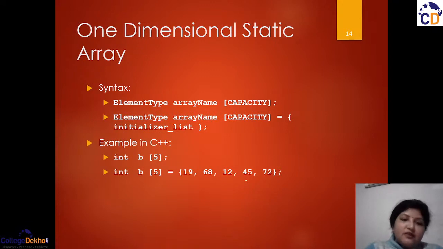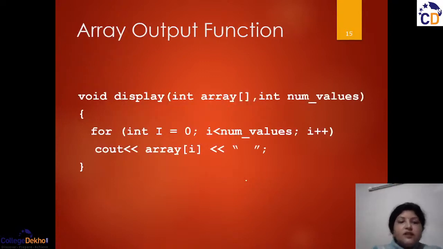The same thing: at the time of declaration we are initializing it with 1968, 12, 45 and 72. We are initializing at the time of declaration itself. This is how we declare the array as well as initialize it. Then how we print the output in an array.